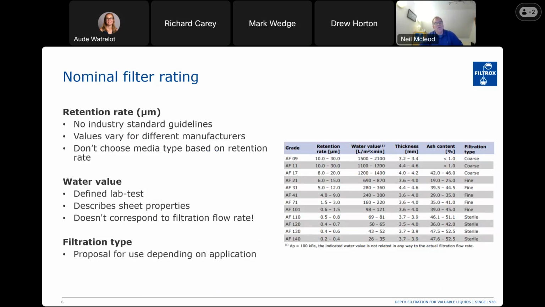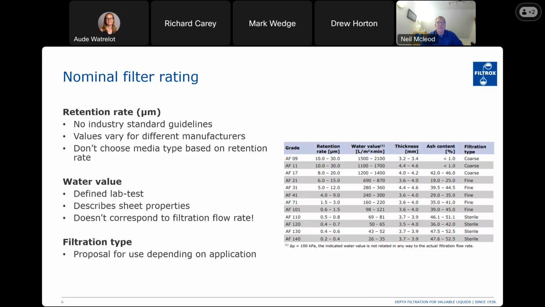So again, with nominal rated filters, we're talking about depth filter sheets, so we talk about a nominal rating. For the retention in microns, there's no industry standard guideline, so it's very difficult to say I want a 5 micron sheet or a 3 micron sheet. It's best to follow the guidelines of the experts that would then guide you into what filter grade would best suit your stage of filtration.